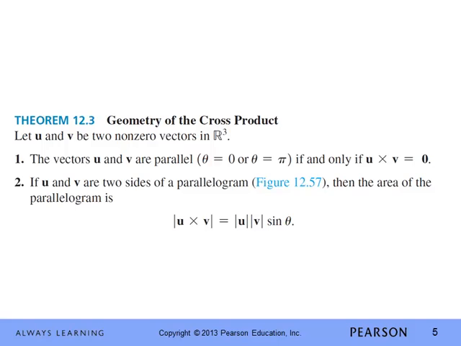So suppose that here's vector u, and then vector v, and you put their little tails together down here, then you complete the little parallelogram. So you've got this parallelogram. Well, the area of this parallelogram is given by the magnitude of the cross product of u and v. I still haven't shown you how to actually compute the cross product yet, but I will.